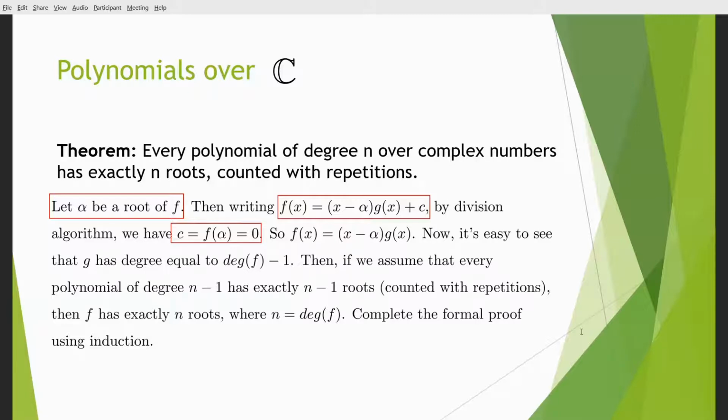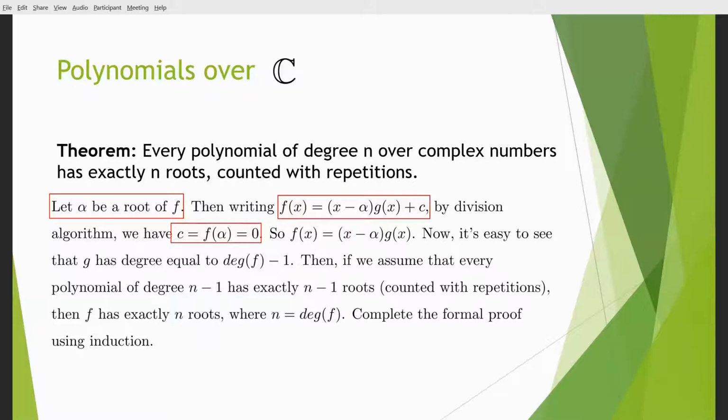So now let us assume that for k less than or equal to n minus 1, every polynomial of degree k over complex numbers has exactly k roots, counted with repetitions. So that means g, which is a polynomial of degree n minus 1, has exactly n minus 1 roots. So how many roots will f have?